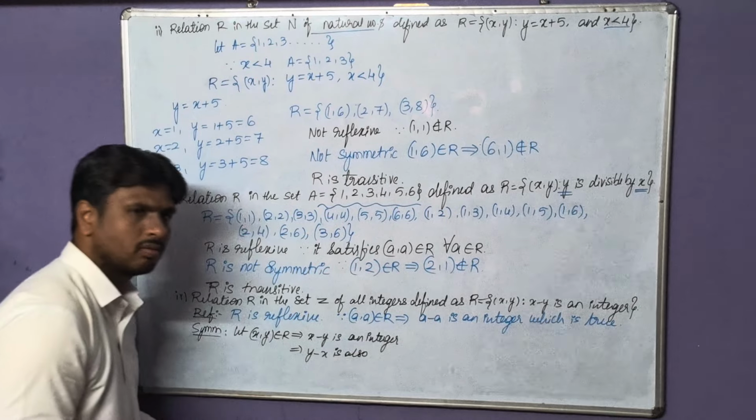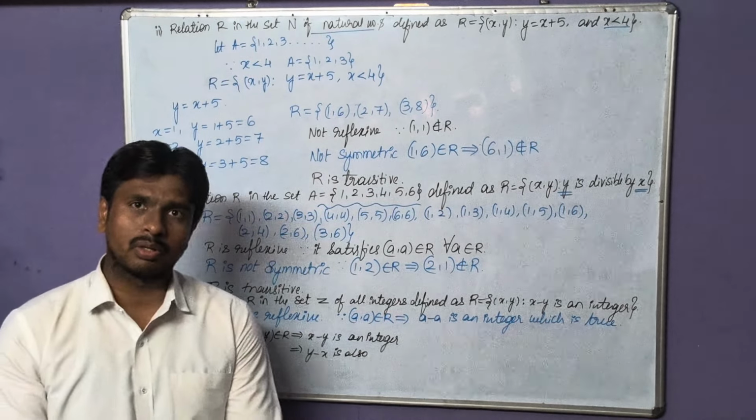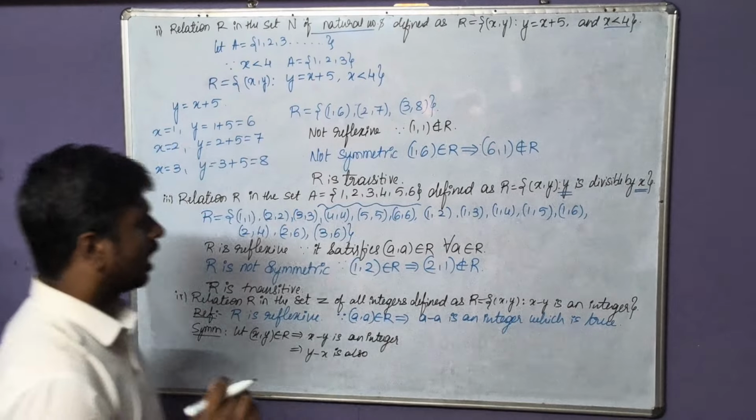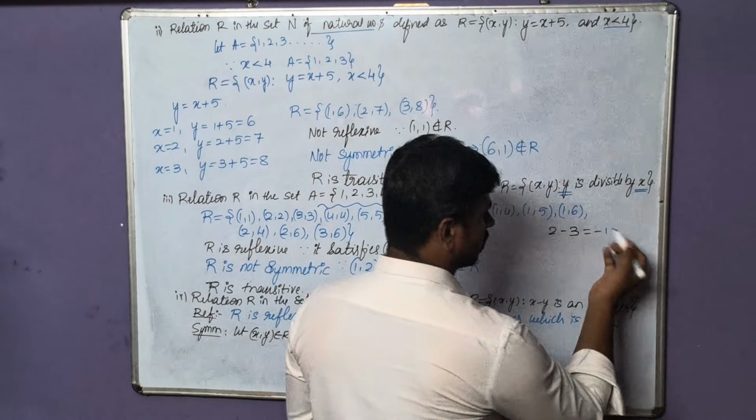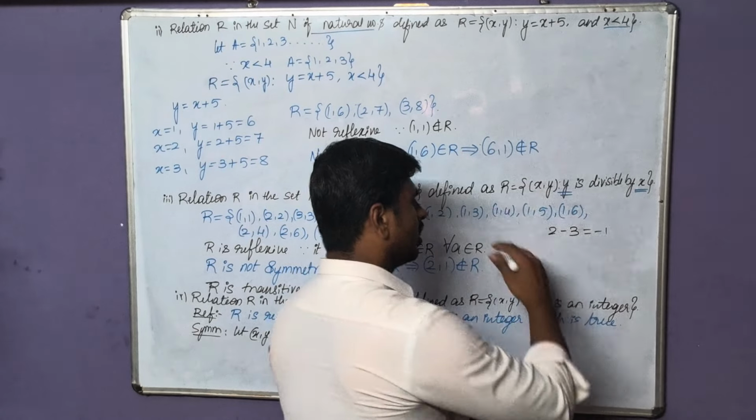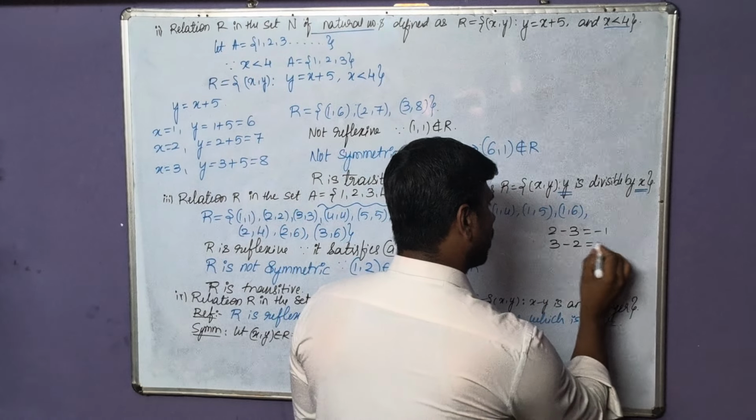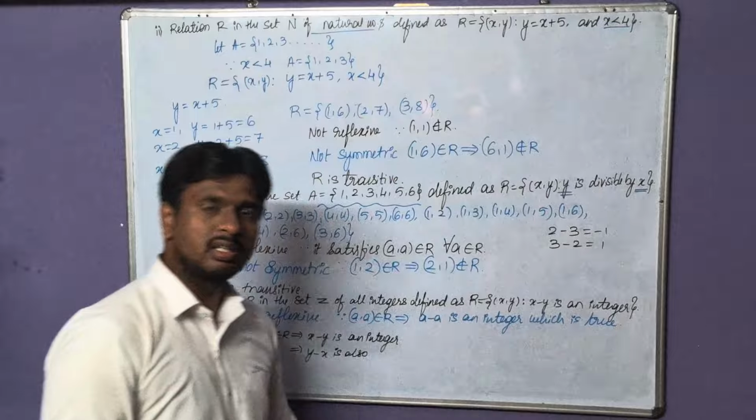We never bother about the positive or negative value, we are only cross checking whether you are getting an integer value or not. I will give an example. Assume we have 2 minus 3. What is 2 minus 3? Minus 1. This minus 1 is an integer. Similarly, if I take 3 minus 2, we get 1. That 1 is again an integer, right?